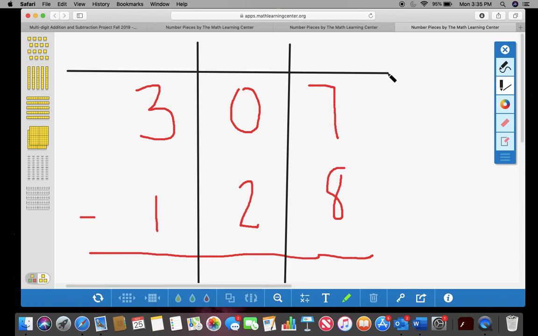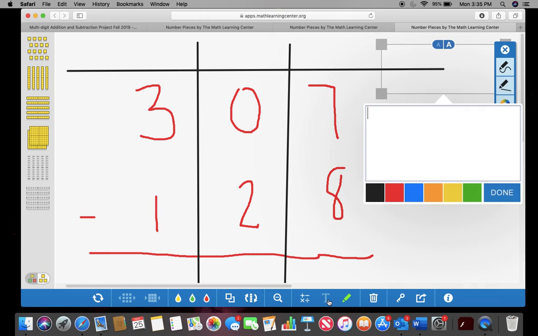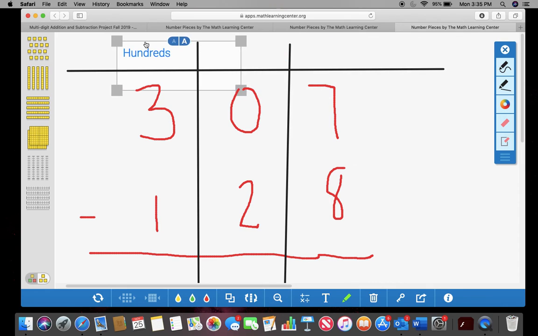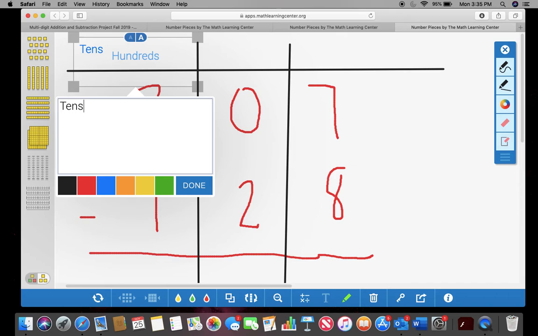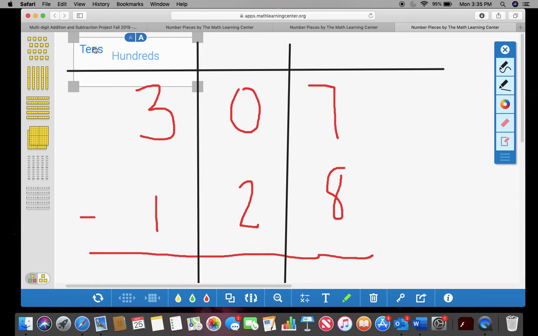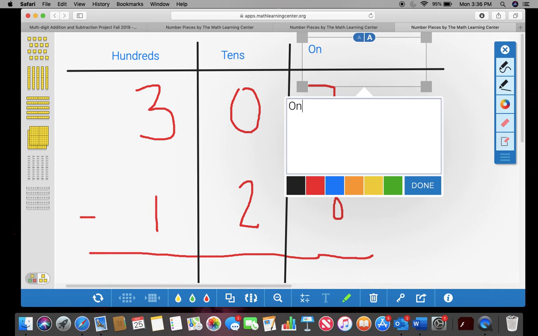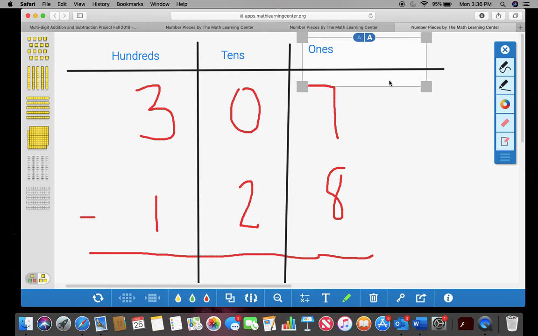and just so we know what is what, let me put the names above them. So there's the hundreds, tens, and lastly the ones. Okay.